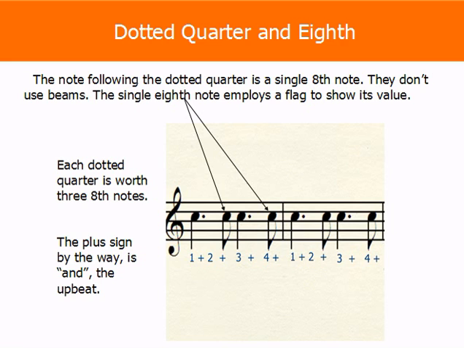So the note following the dotted quarter note is a single eighth note. They don't use beams for single eighth notes. They use what's called a flag, that little curly line reaching up to the note head. So each dotted note is worth 3 eighth notes. That's why it's counted 1 and 2. And the plus sign is, by the way, the and, which I've already told you. So we're looking at 1 and 2 and, which completes 2 beats.